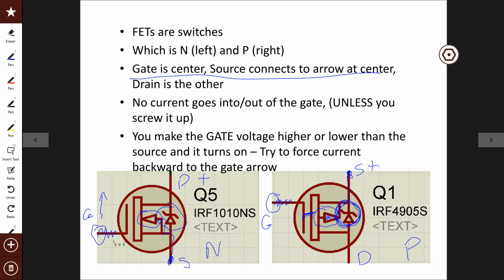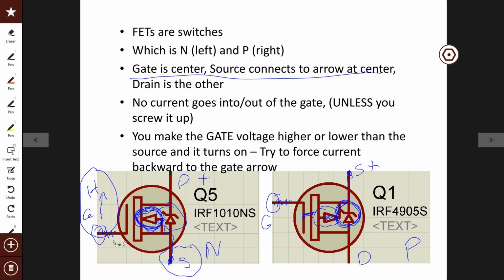The way I remember this, you have to remember it, the way I remember it is I look at this little arrow right here and I pretend like what I want to do is force current backwards across this arrow. In order to force current, you want a high voltage here on the gate. So I want a high voltage on the gate, so it will try to push the current. Nothing goes through there, but it tries to push the current, that's just the way I remember it, across this little arrow. So this voltage here has to be higher than the source.